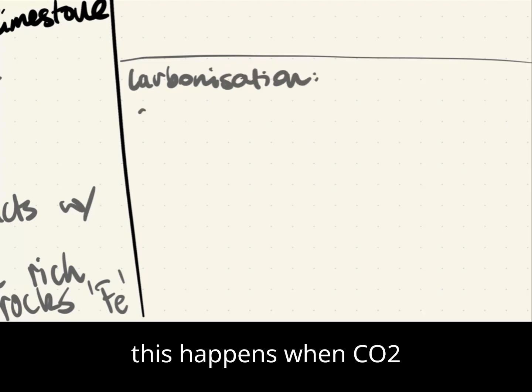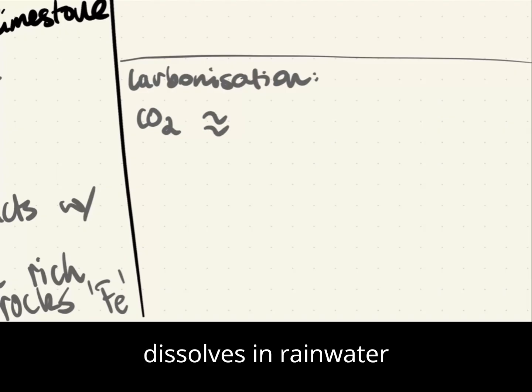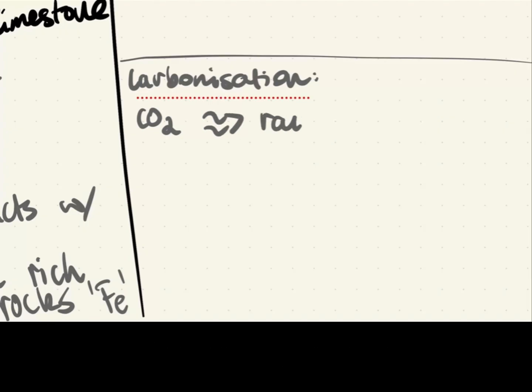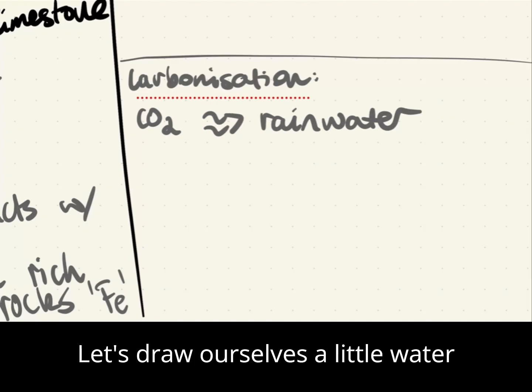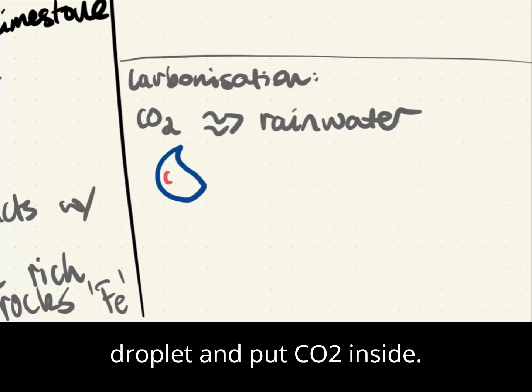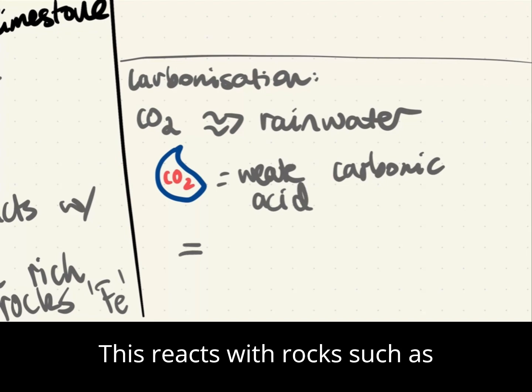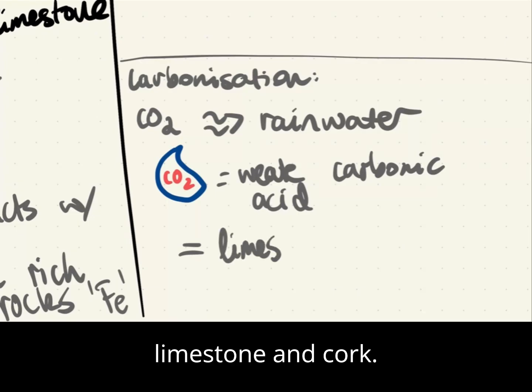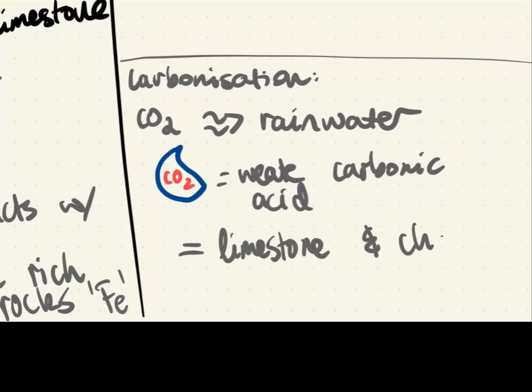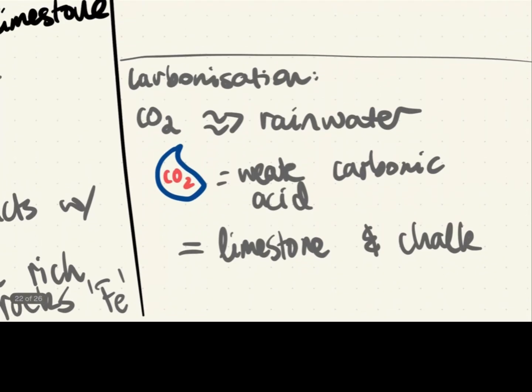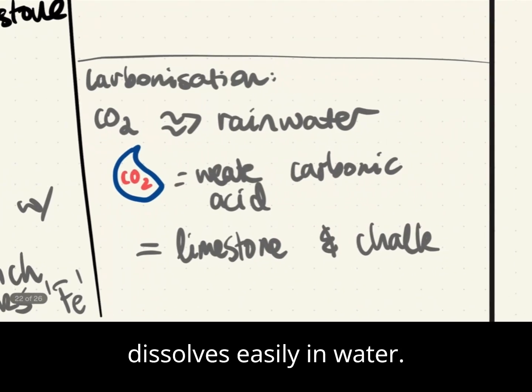This happens when CO2 dissolves in rainwater. So let's draw ourselves a little water droplet and put CO2 inside. This creates a weak carbonic acid. This reacts with rocks such as limestone and chalk and creates calcium bicarbonate, which dissolves easily in water.